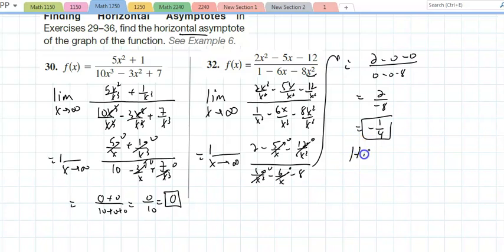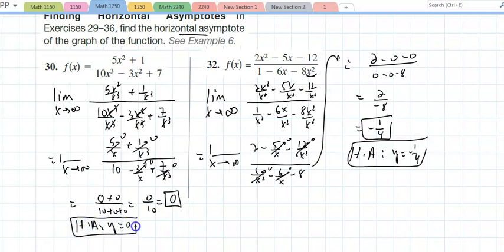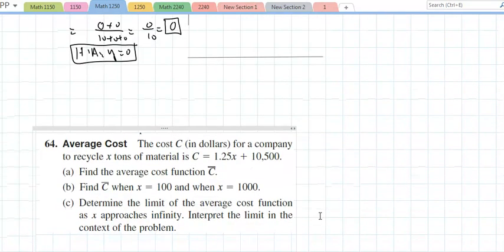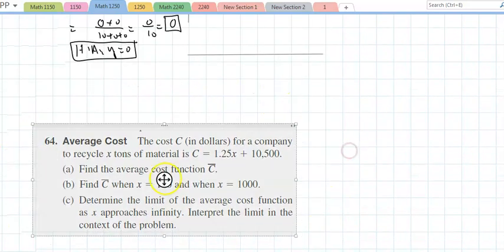So my horizontal asymptote is y equals negative 1/4. Vertical is x equals, horizontal is, I forgot to write it here. Horizontal asymptote is y equals 0. And here we go.